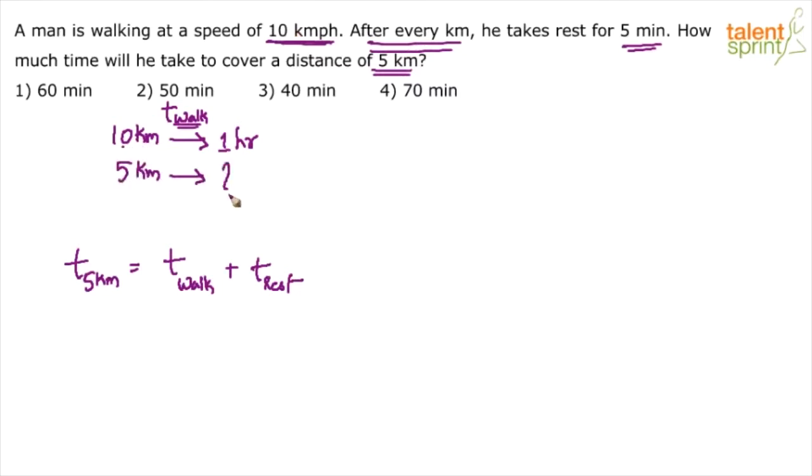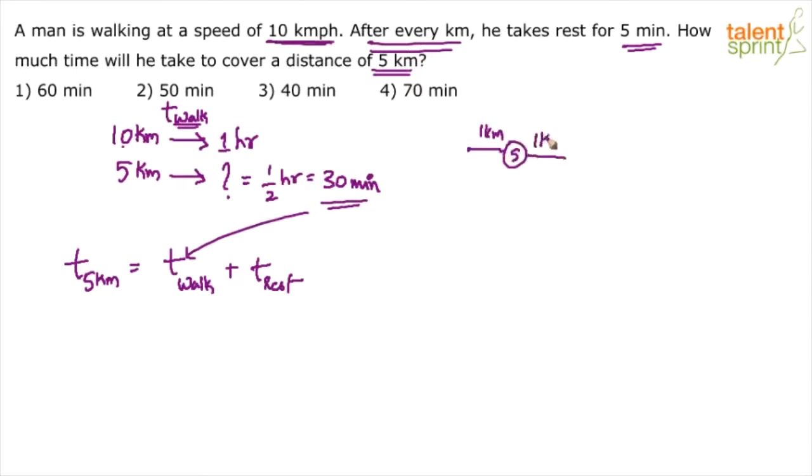Half an hour. Half of 1 hour is half an hour, which is equal to 30 minutes. So the time taken to cover the distance is 30 minutes. How much time will he rest for? You can say that after every kilometer he takes rest for 5 minutes, so for 5 kilometers, 5 into 5, 25 minutes of rest. But the point, like I explained earlier, is that he started here, covers 1 kilometer and then takes a break of 5 minutes.